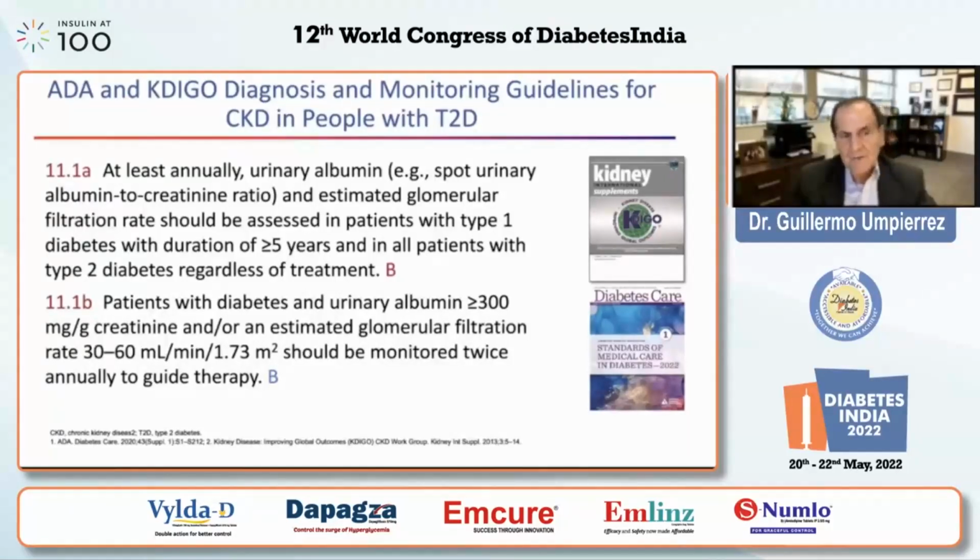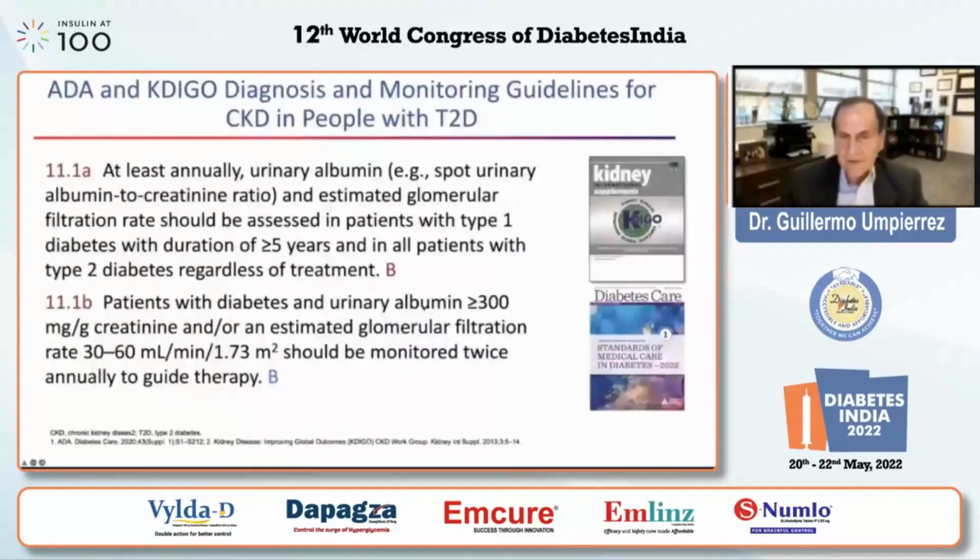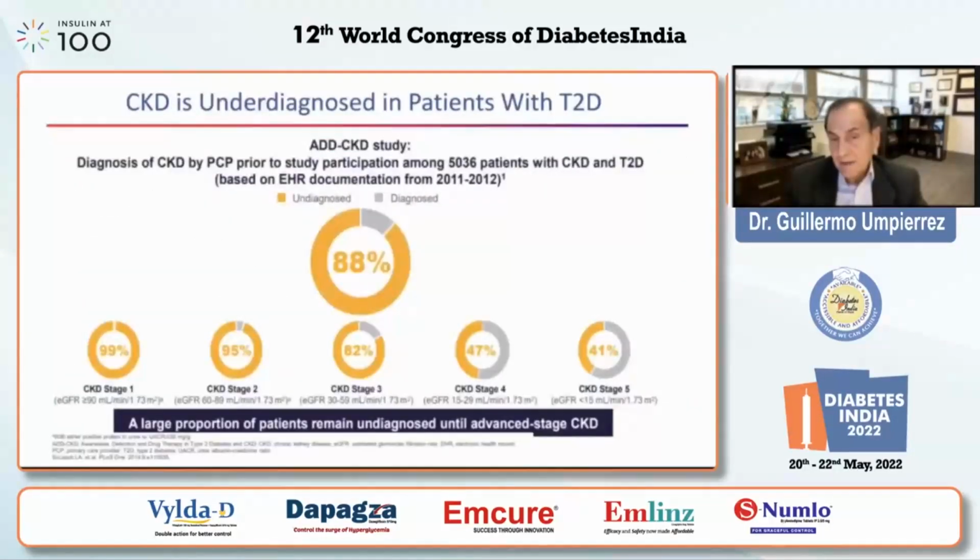test every year. Patients with diabetes who have a urinary albumin creatinine ratio more than 300, so macroalbuminuria, or a GFR less than 60, should be monitored twice a year, because we want to see the progression. We want to intervene early on to decrease the risk of dialysis and cardiovascular mortality. So this is new data that I think has been highlighted by the ADA and the Kidney International KDIGO.